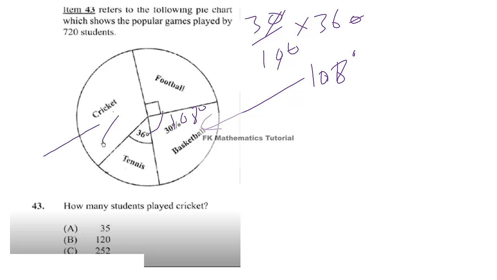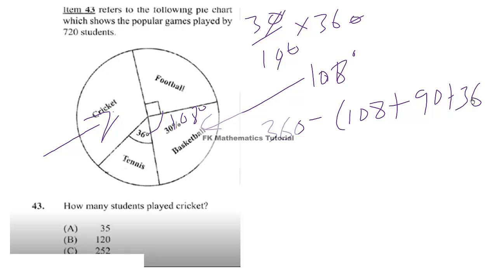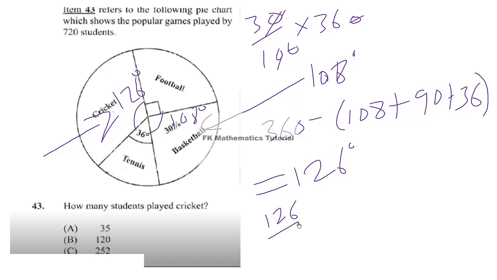So the angle that corresponds to cricket will be equal to 360 minus 108 plus 90 plus 36 degrees. So this will be equal to 360 minus 234, that will give us 126 degrees. So it means this angle here is 126 degrees. So the proportion of students who played cricket will be 126 over 360.